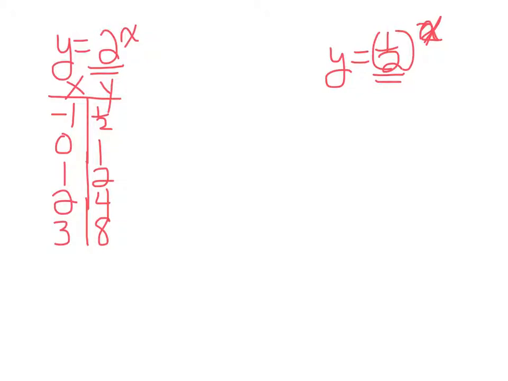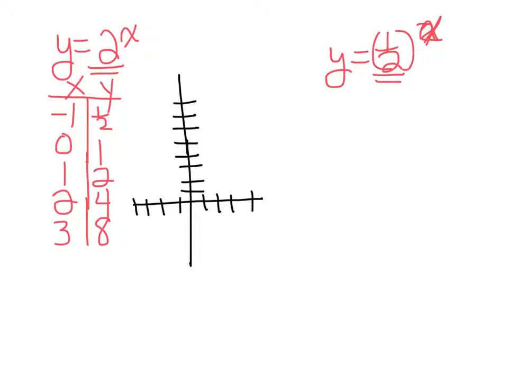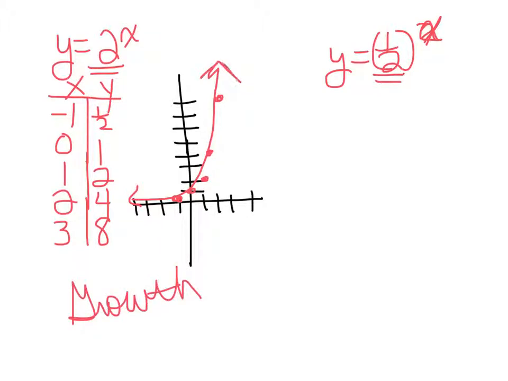If we were going to graph that, we could take those ordered pairs and put them on there. -1 gives you 1/2. 0 would give you 1. 1 gives you 2. The ordered pair 2, 4. And 3, 8. So we can look at this and see that we are growing exponentially. This will never go below 0 because there is no number, even a negative number, that can make 2 completely disappear to 0. So this is growth. Your graph is rising to the right. Your base number here is more than 1.